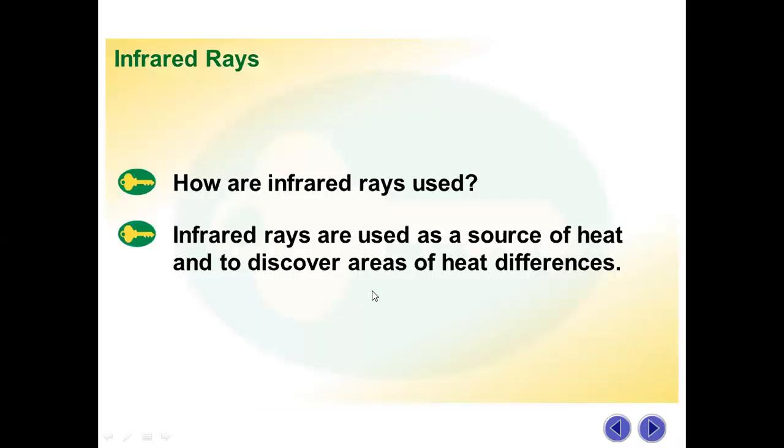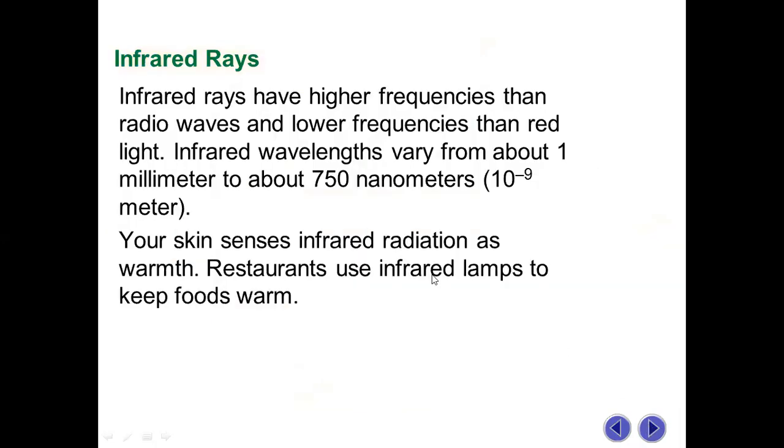Number 3, infrared rays. How are infrared rays used? Infrared rays are used as a source of heat and to discover areas of heat differences. Infrared rays have higher frequencies than radio waves and lower frequencies than red light. Red light is the first light of the visible light. Infrared wavelengths vary from about 1 millimeter to about 750 nanometers.